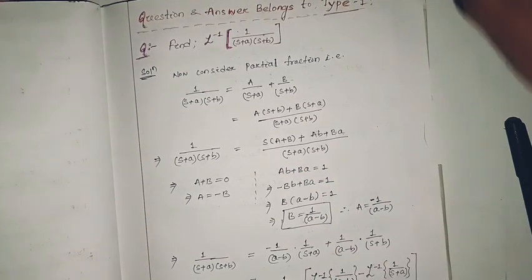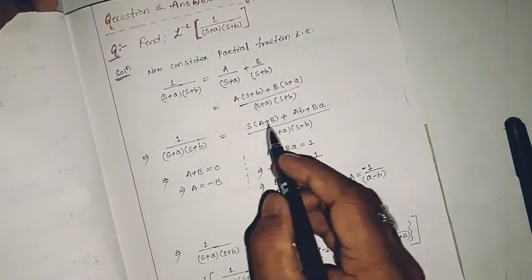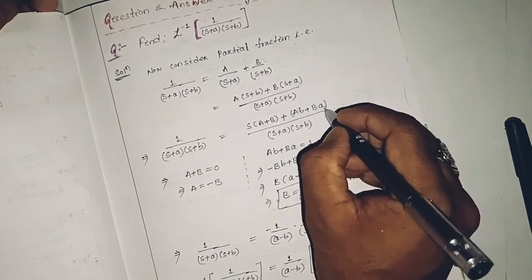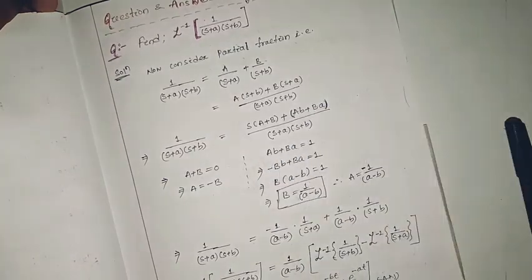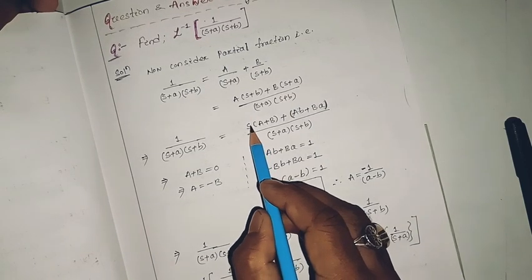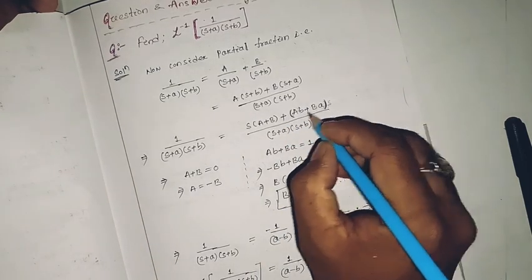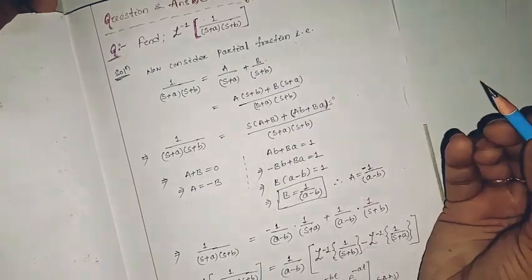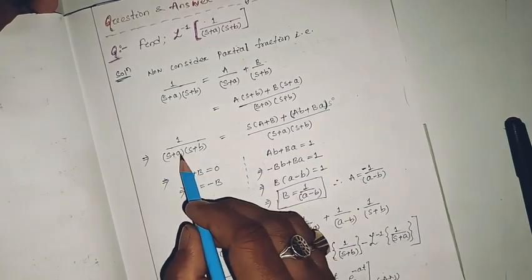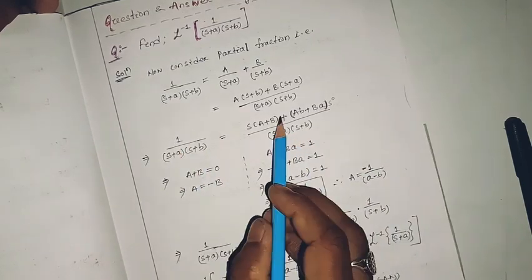Now here we have to equate the coefficient of s to the power 1, and this term is your s to the power 0 term. S to the power 0 means 1. So we have to equate the coefficient of s and the coefficient of s to the power 0. Because the denominator of LHS and RHS is the same, the numerator has to be the same.